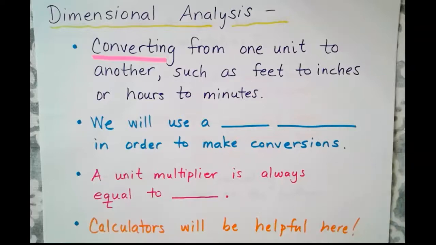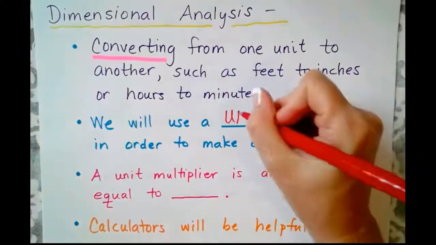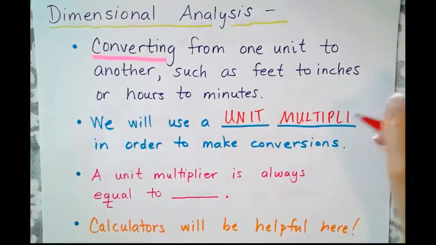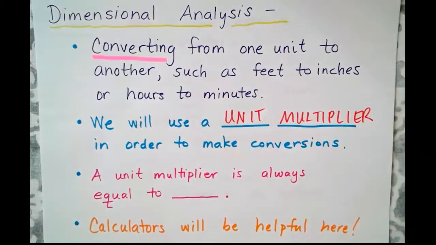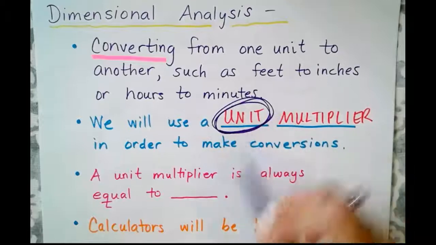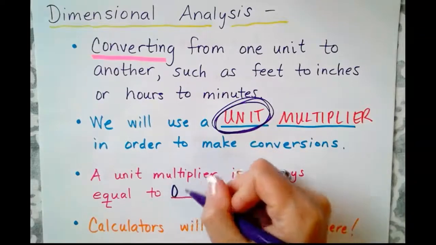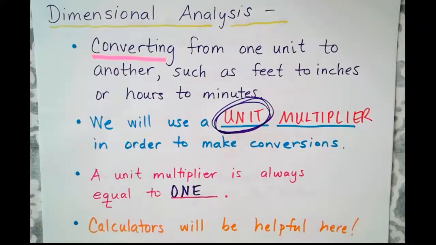And here is our big idea for this particular section. We will use a unit multiplier in order to make conversions. And a unit multiplier is always equal to, well, what do you think? If it's a unit multiplier, then it must always be equal to 1. And when we multiply by 1, which is the multiplicative identity, we don't change the value. We do it all the time when we're renaming fractions.